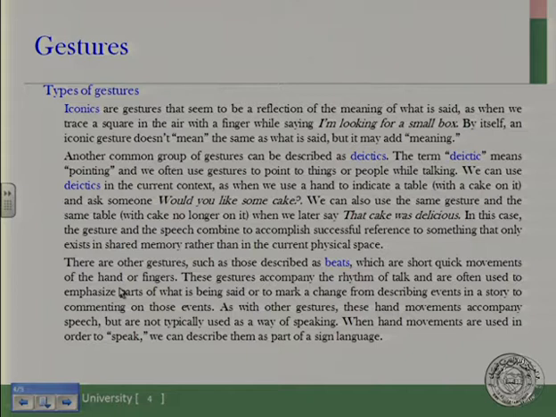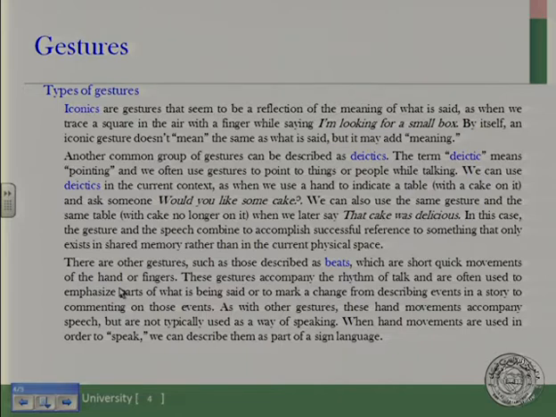We can also use the same gesture and the same table with cake no longer in it, when we later say, the cake was delicious. Again, I may point to the same table even if there is no cake. And this kind of gesture is called deictic. Now, in this case, the gesture and the speech combine to accomplish successful reference to something that only exists in shared memory rather than in the current physical space.